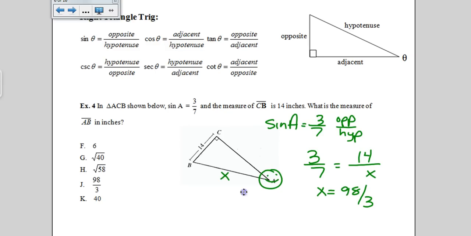What did they want? They wanted the length of AB, which happens to be where my x is located, so I think I'm done. The answer is J.